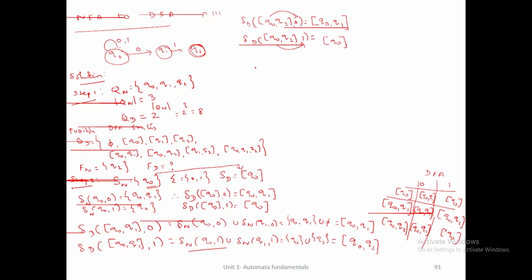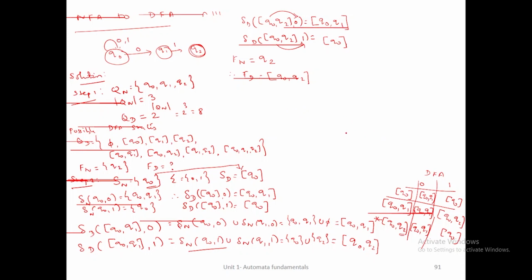Then in the table, you should mention the final state. The final state should be marked with a star. How can you check it? The given final state of NFA is Q2. So you check the DFA states. Only 3 DFA states are available: Q0, Q0, Q1, and Q0, Q2, in which Q2 is available in the third state. So only the third state is considered as a final state. Therefore, FD is equal to square bracket of Q0, Q2. So only one final state is there. So this is the answer.